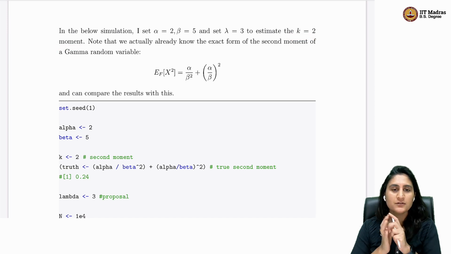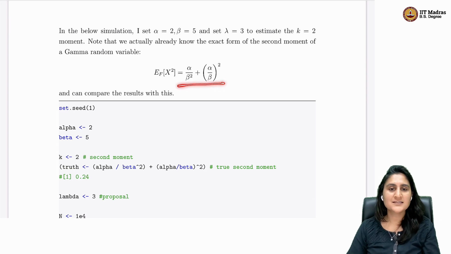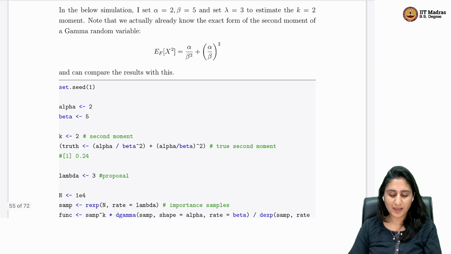Luckily, I already know that the second moment of a gamma random variable is alpha by beta squared plus alpha by beta whole squared. So the expectation of x squared under f is exactly this. What we'll do is obtain estimators of this using importance sampling and check how close they are to this particular number. Okay, so let's get started. Recall again, I want alpha equal to 2, beta equal to 5, lambda equal to 3, and k equal to 2.